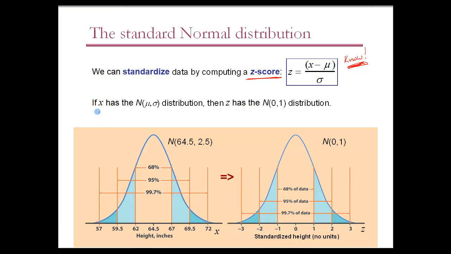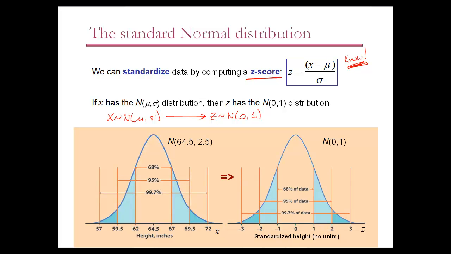So again, if X is distributed normal with some mean and some standard deviation, what we do is we take each of these values of X, subtract the mean and divide by sigma, and I turn this into the standard normal random variable, which has a mean of 0 and a standard deviation of 1. And this is definitely going to be important to know.